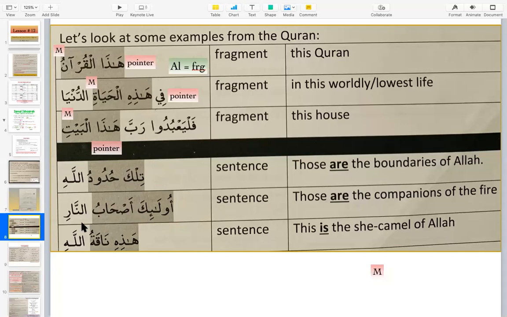Then we have ulaika ashabun nari. Ulaika. Again, this is our plural pointer. The far one. Now, after ulaika, I don't see al over here. So that means this is my sentence. So I'm gonna say those are. So my is are come right after the pointer word if there is no al after it. Okay, so no al, so I'm gonna put my is are over here. So ulaika, those are ashabun nari, the companion of hellfire. Again, ashabu is light and annari is jar, so that is my idafa fragment. So those are the companion of hellfire.